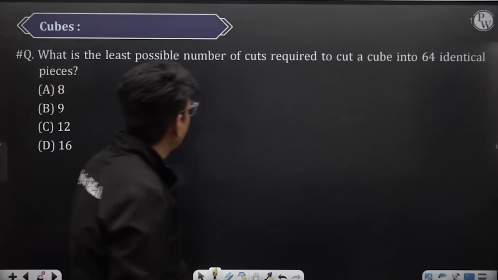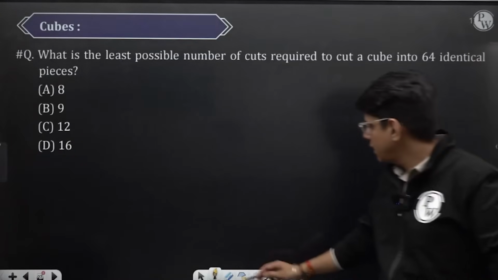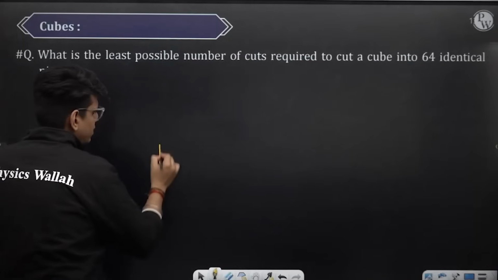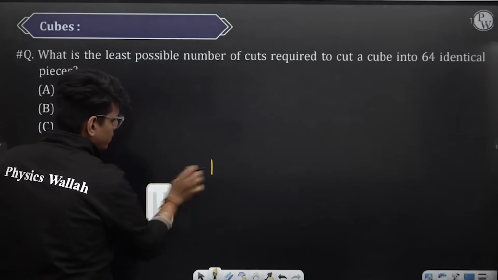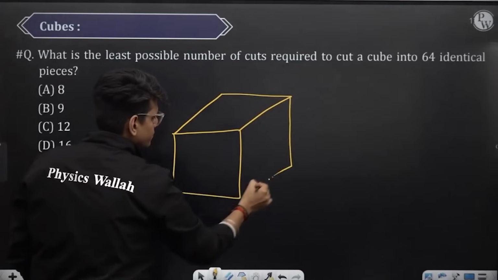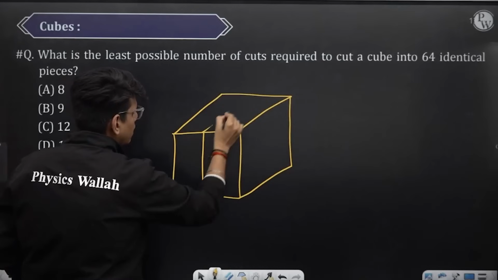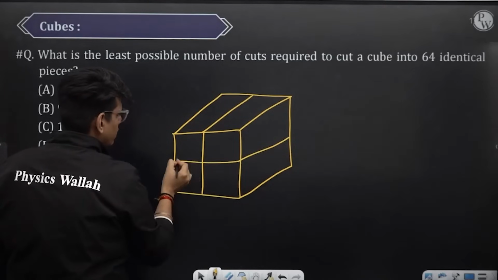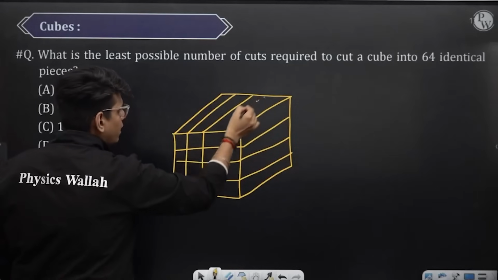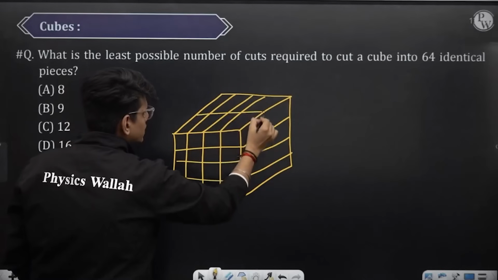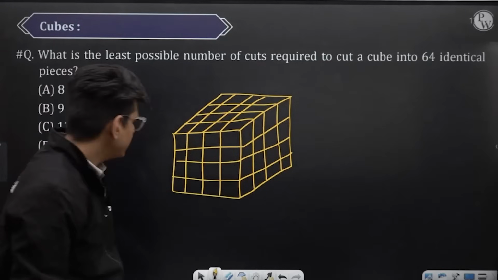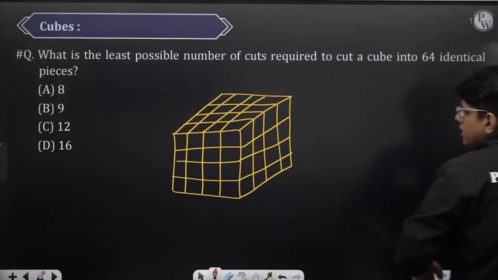Another important topic, cubes and dice. Here they have asked you how many cuts you need to make 64 identical cubes. So first of all, how will 64 identical cubes be made? You have to make a cube like this. Okay, 64, that means half and half. Again, half and half, half and half, and half and half. Now, this again, right? Now look at this. There are 64 cubes. They have asked you how many cuts you will need.